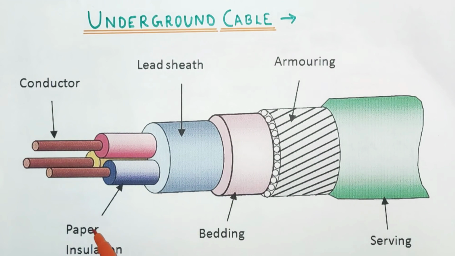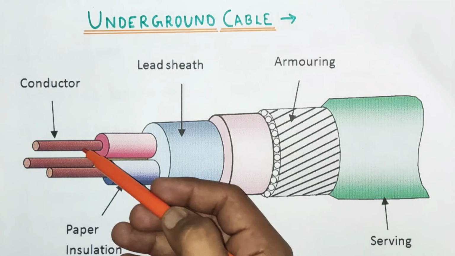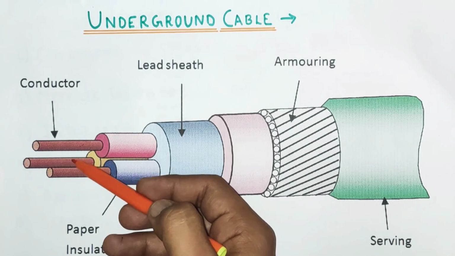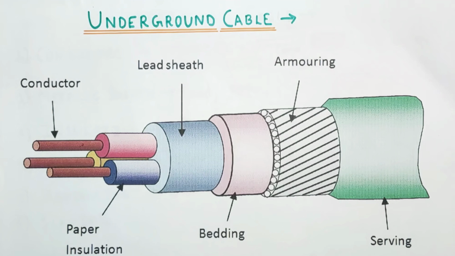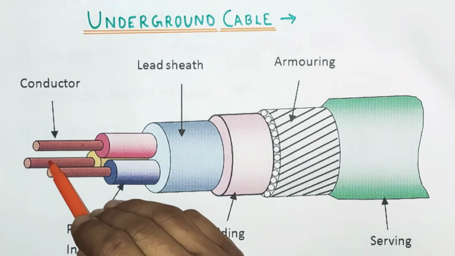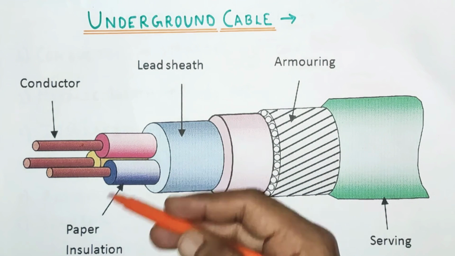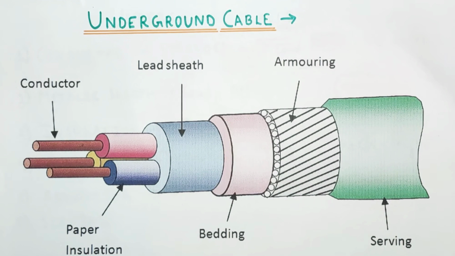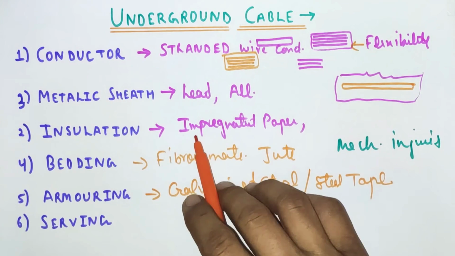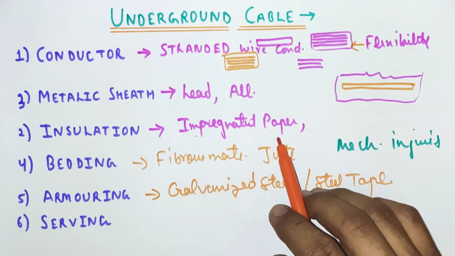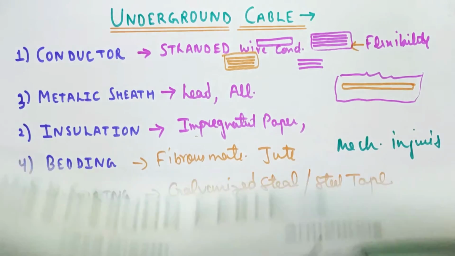Other is, friend, insulation. We all know that insulation is provided so that intersection of conductors is not possible. If insulation is not there, then the conductors will connect with each other and the cable will become short. And the level of insulation depends upon voltage. The more the voltage, the more thickness of insulation. The type of insulation that we are using is paper insulation, that is impregnated paper, or sometimes we also use rubber compounds for the insulation.